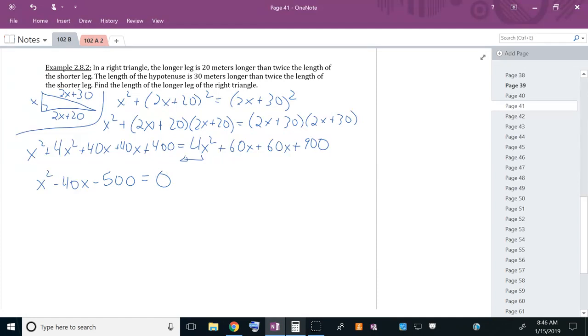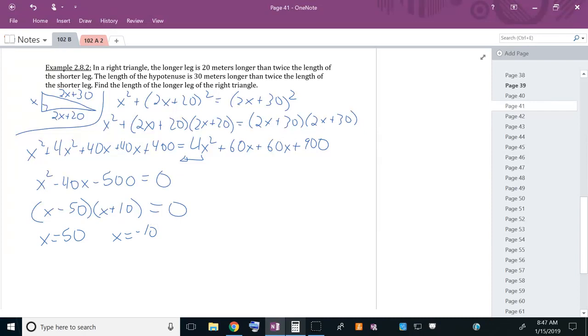Now, as always, you can use the quadratic formula. It will certainly work. I'm going to factor just to save a little bit of time and space, but again, both methods are completely fine. So I need numbers that multiply to negative 500 and add to 40. I'm going to use 50 and 10 with 50 negative and 10 positive. So my answers are positive 50 and negative 10.